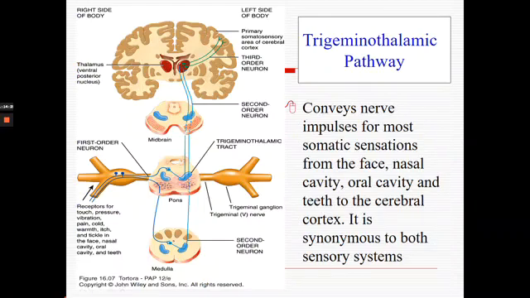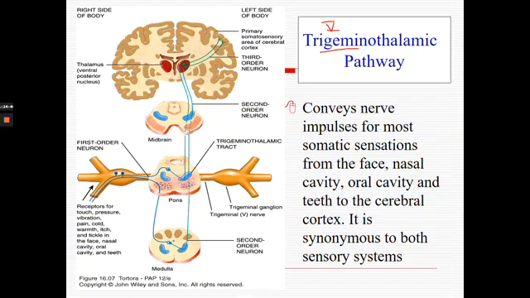Now from the face there is another system called the trigeminothalamic system. Trigeminal, which is the fifth cranial nerve. This is the fifth cranial nerve, trigeminothalamic pathway.